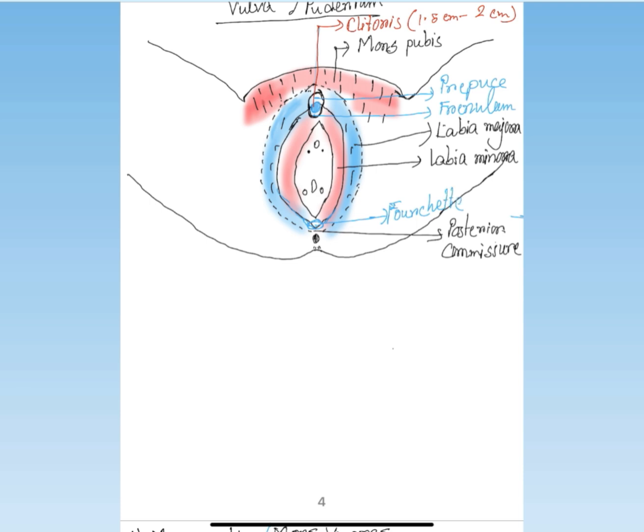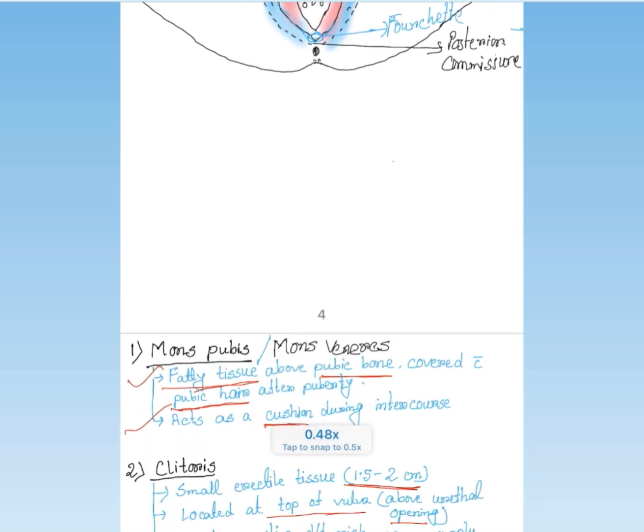So what all do you need to remember for the labia minora? It is an inner fold or inner lip-like structure. Anteriorly it goes up and makes the prepuce, and anteriorly it goes down and makes the frenulum. Posteriorly it goes down and makes the fourchette.